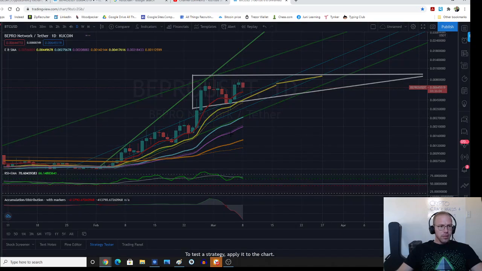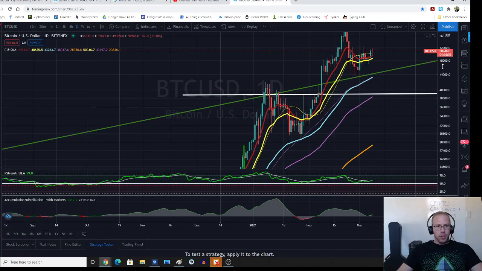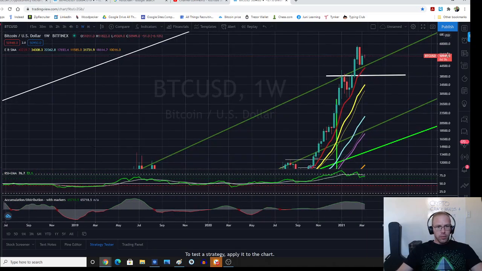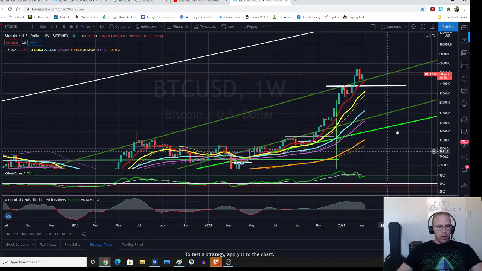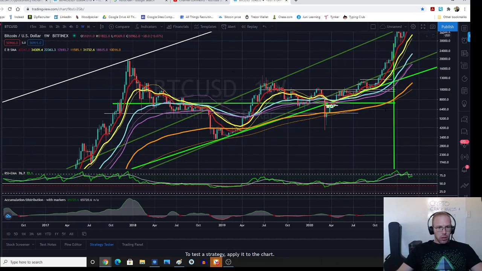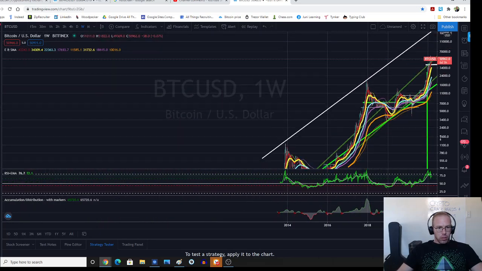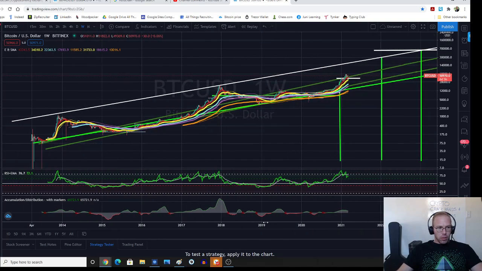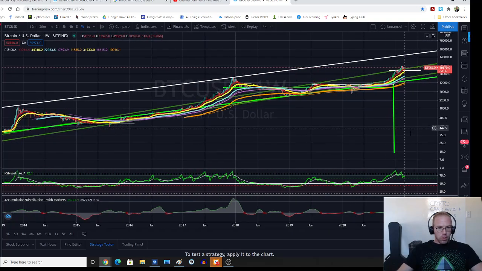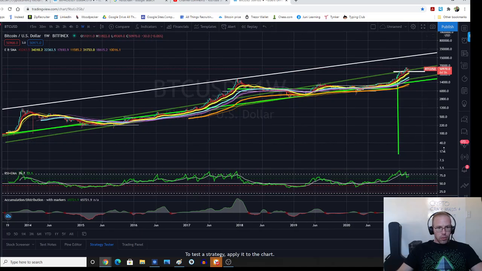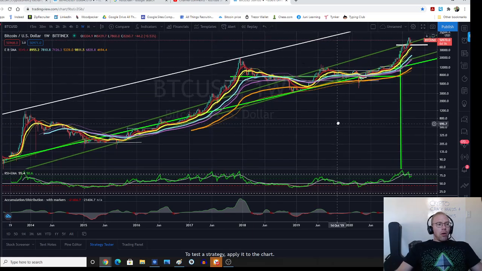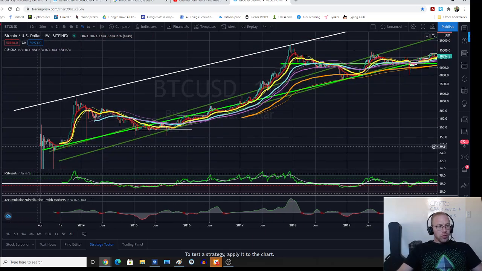I like Bitfinex, and that's where all my lines are. Let's go to the weekly. So this is the weekly candle, weekly time frame. Okay, so this goes all the way back to 2013.